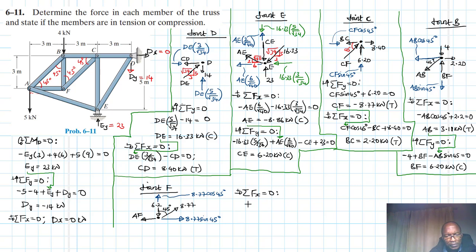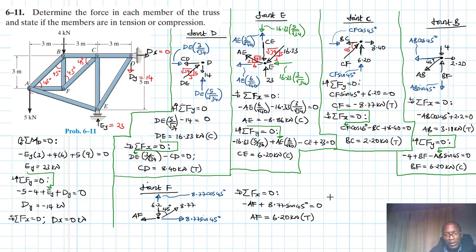Great. So we'll say summation of forces in the x direction equal to 0, in this direction being our reference. We have minus AF, then we have plus 8.77 sine 45 equal to 0. Therefore, AF is just going to be equal to 8.77 sine 45, it gives us a 6.20 kilonewtons. And as assumed, this is in tension.